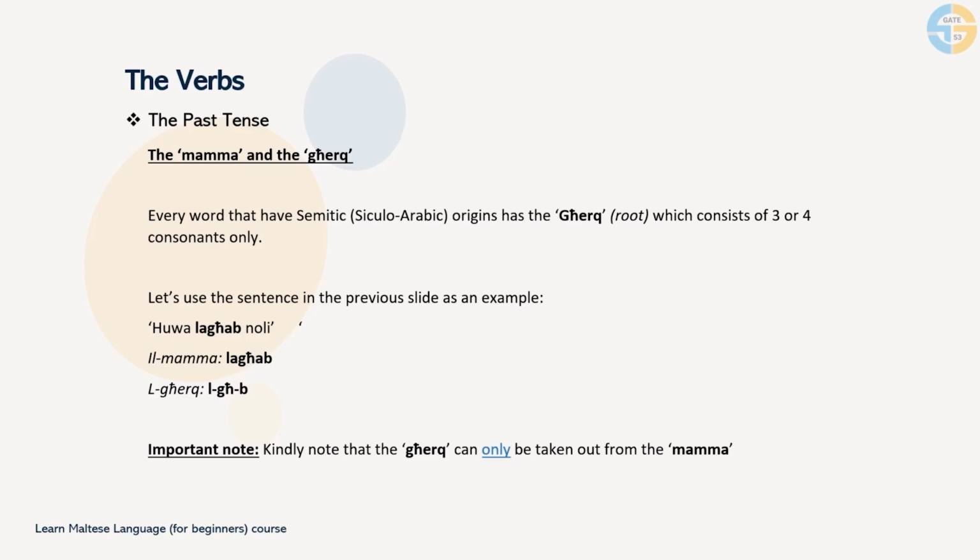The għerq then is L, Għ, and B. Important note: kindly note that the għerq can only be taken out from the mamma.